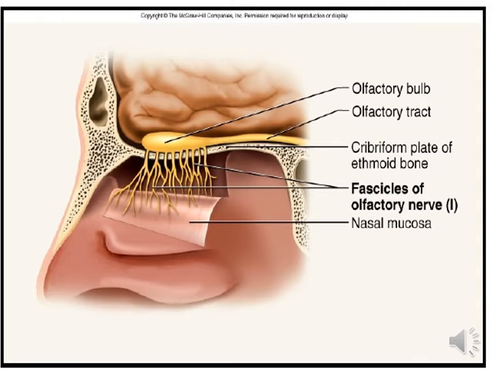The course of the olfactory nerve. We start with the olfactory mucosa, which contains the nerve endings of the first cranial nerve, called the fascicles of the olfactory nerve. These fascicles pass through openings in the cribriform plate of the ethmoid bone, and all join to form the olfactory bulb. And then the olfactory bulb continues as the olfactory tract and goes to the brain.